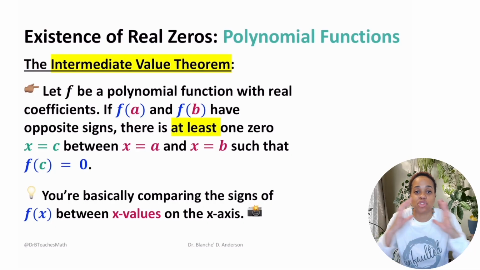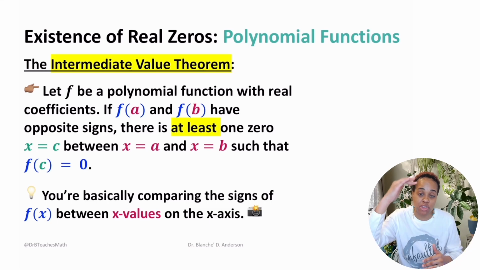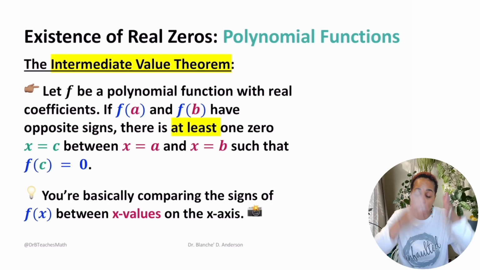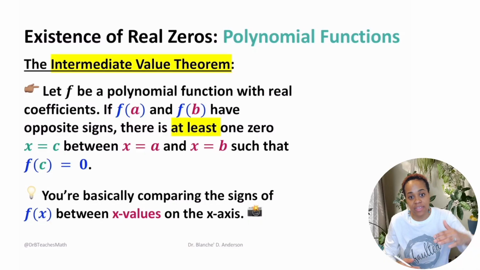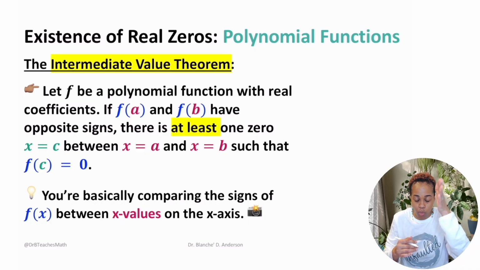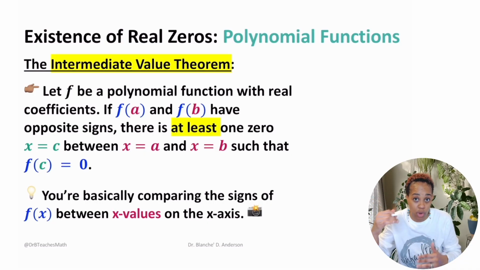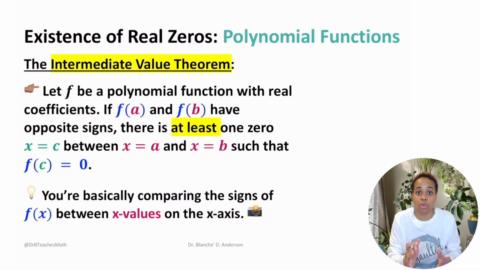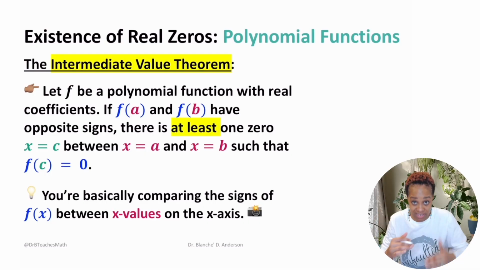What they're saying is, remember your f of x represents your y-axis. If you have a y at a point x equals a and a y at a point x equals b, and they have opposite signs, meaning one y is positive and one y is negative, then you had to have crossed the x-axis somewhere. There's an x-intercept in between those 2 points if your y changes. So you're basically comparing the signs.